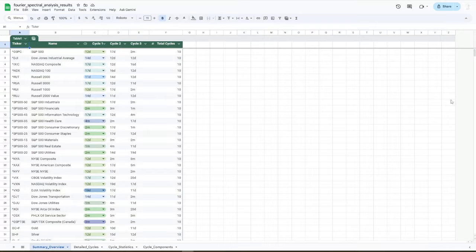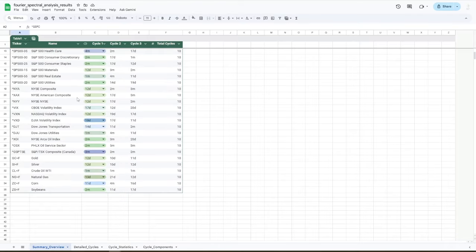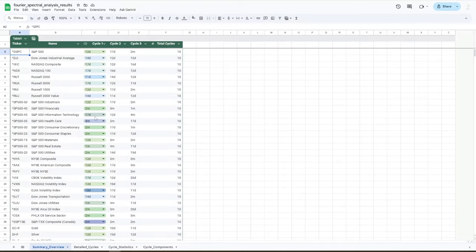So based on my models, as I was telling you, we have the Excel, the Google sheet, and basically we can see here for each index that I put together in my study. You can see here the S&P 500 has a main cycle of cycle 1 12 days, cycle 2 17 days, cycle 3 2 months. So there is cyclicality in markets.